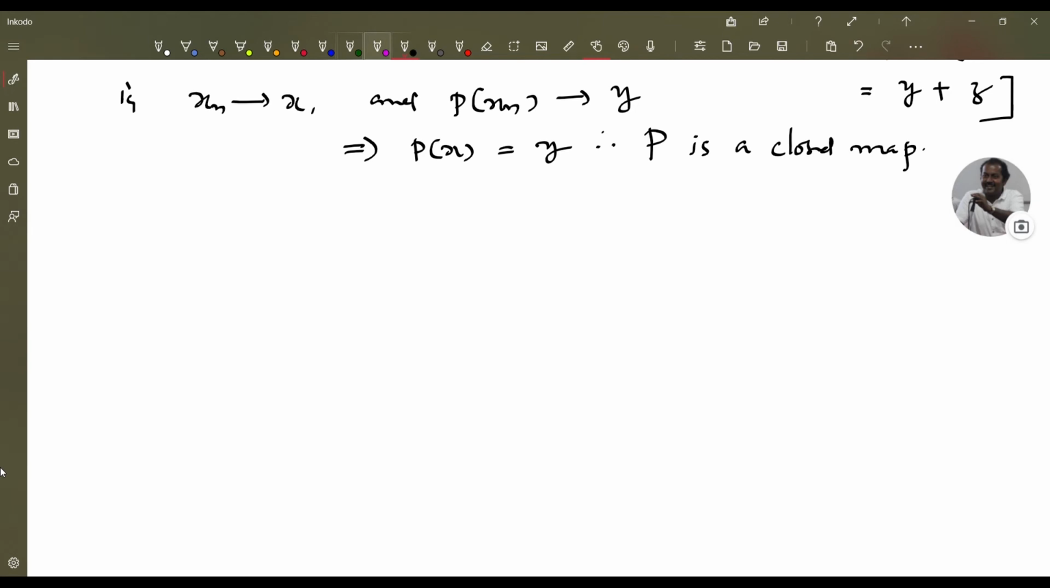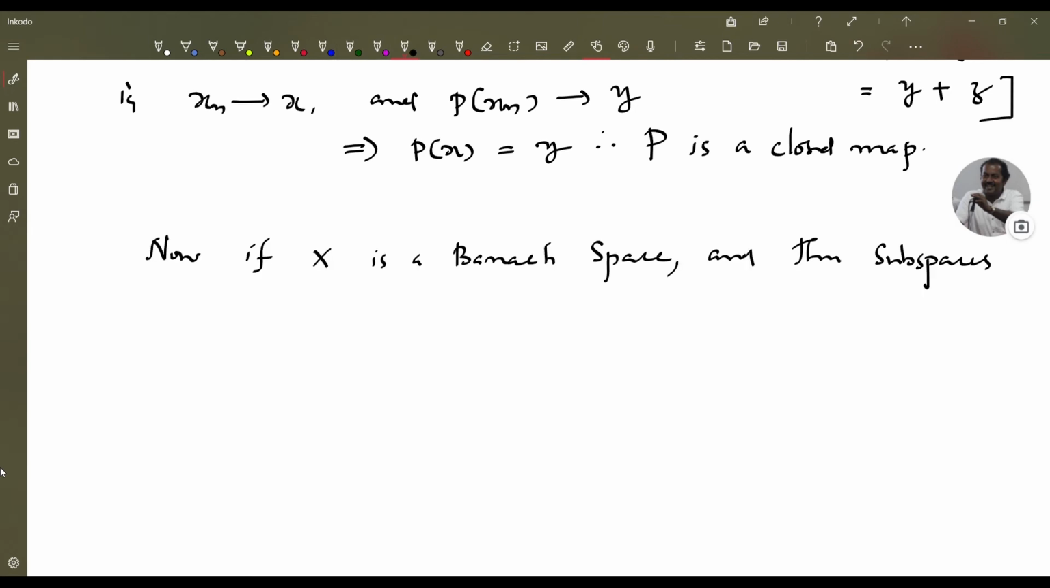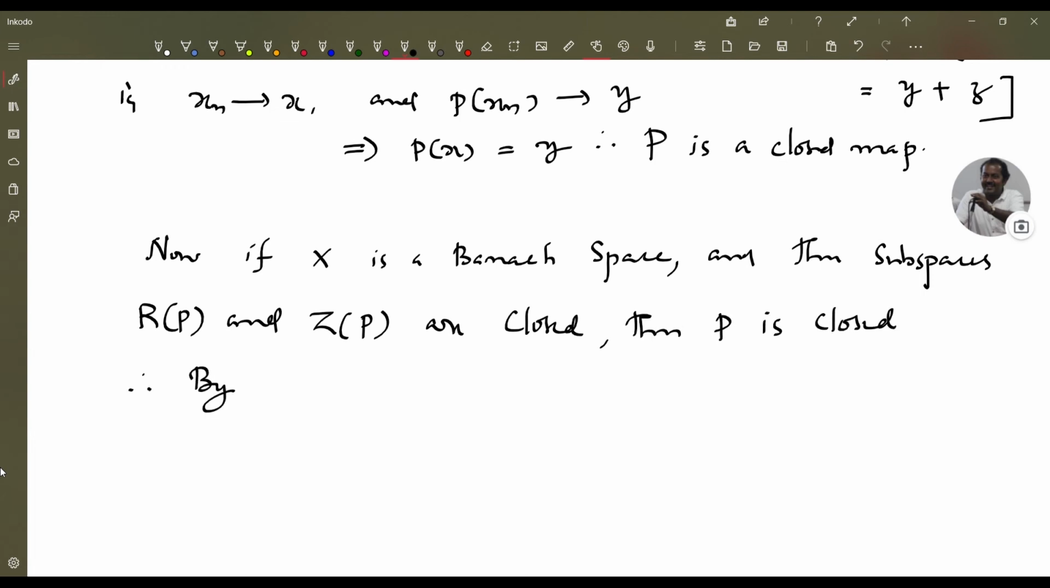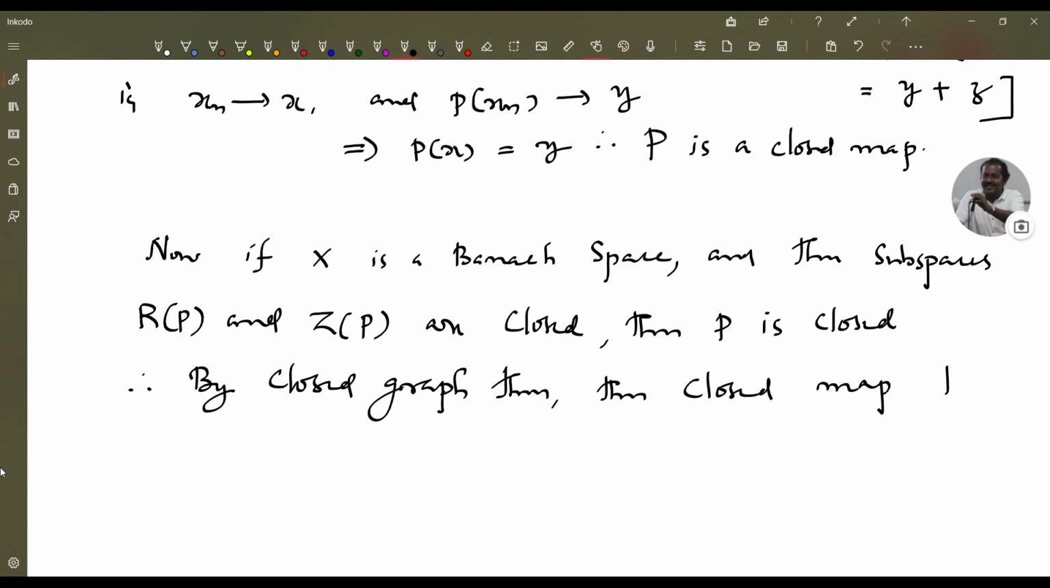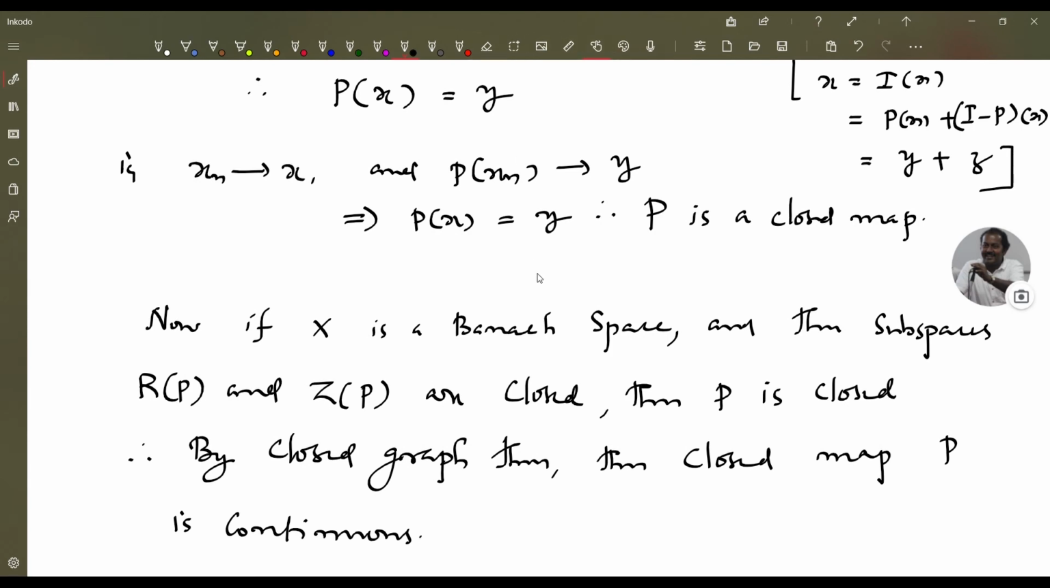Now, if X is a Banach space and the subspaces R of P and Z of P are closed, then P is closed. So, by the closed graph theorem, the closed map P is continuous. So, this proves that theorem.